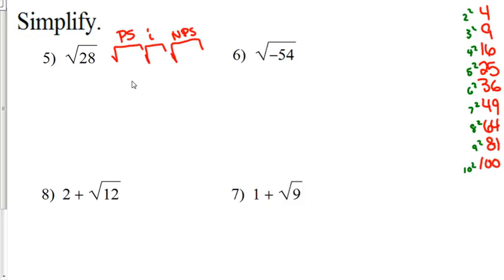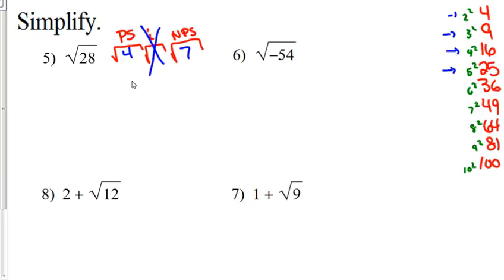Now, the square root of 28, we look for the biggest perfect square that goes into 28. And if you notice, 25 doesn't, 16 doesn't, 9 doesn't, but 4 does. 4 does 7 times. So we put the perfect square in the first one, the non-perfect square in the second one, and the check is that 4 times 7 gives you 28. And there's no imaginary piece, so we won't use that middle one.